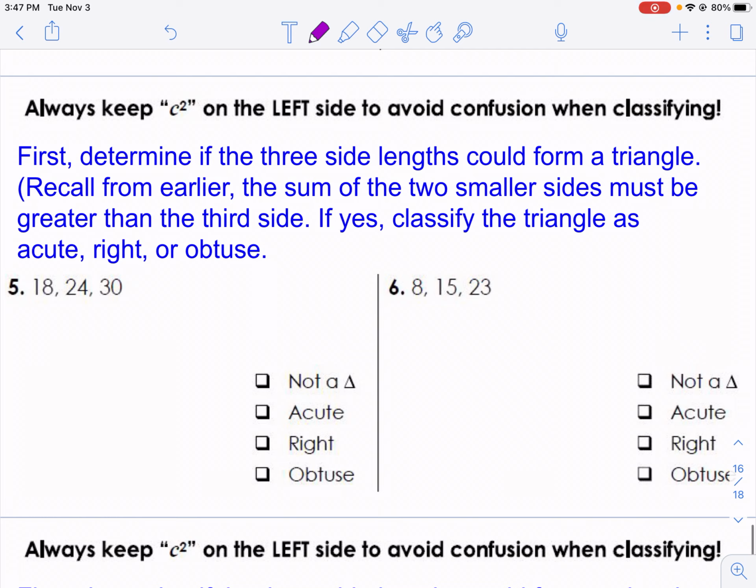All right, for this one here, we're going to get 30, and we're going to see that after we add 18 and 24, we're going to get 42, which is bigger than 30, so therefore it does work out. It's going to be a triangle.